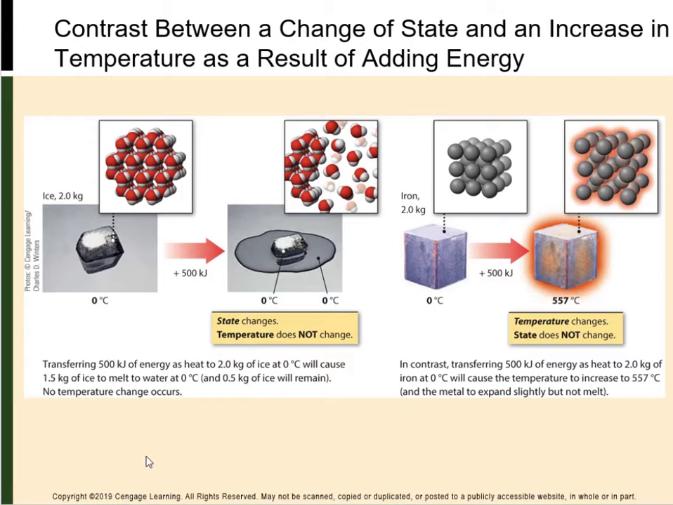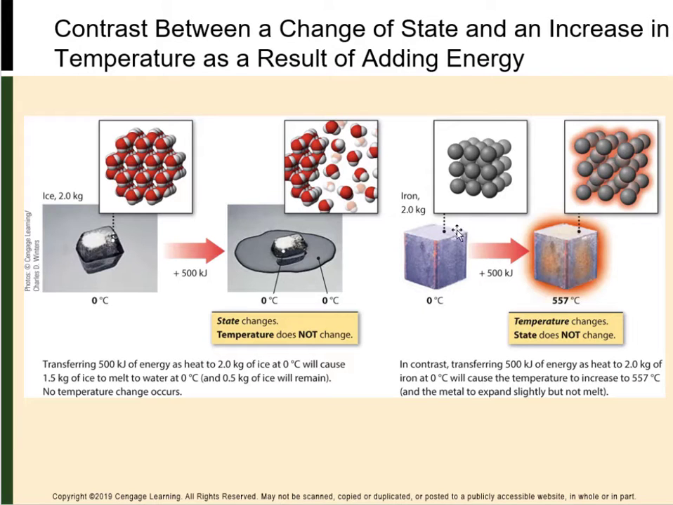So here is a figure that's showing the change of state and an increase in temperature as a result of adding energy. Here we have ice, and ice here is melting. So the state is changing, the temperature does not change. We can see the difference in the lattice structure of a solid compared to when I have some solid, some liquid. This change of state, temperature does not change.